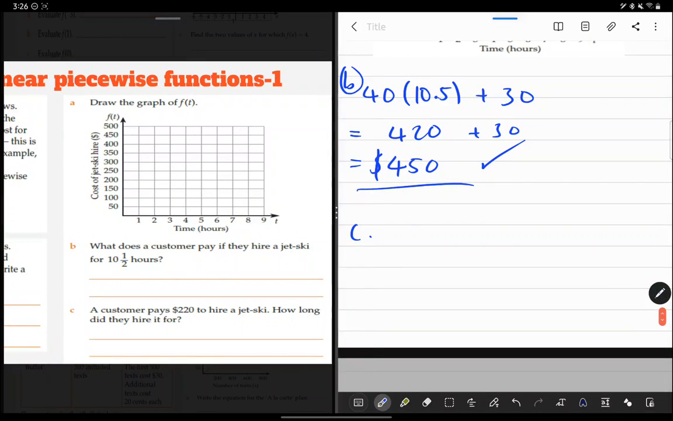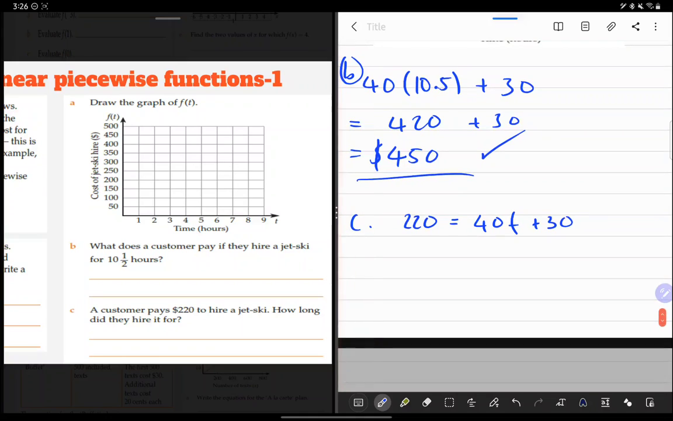So we're going to say it's $220. That was 40 times t. Oh, I don't need the bracket anymore, sorry. 40t plus 30. So whatever t was, we ended up paying $220. So we're putting that over there in the place of the f or the y, depending on how you're writing this equation. So let's minus the 30 both sides, which I get 190 equals 40t.